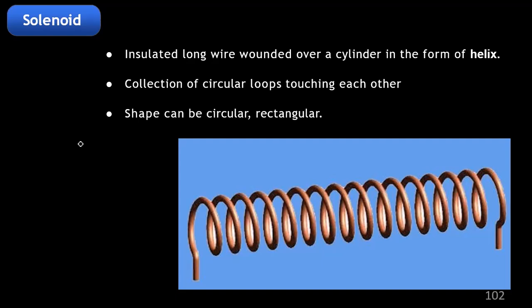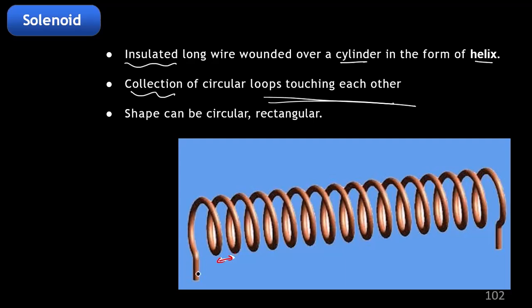First of all, I have to understand that this is an insulated long wire wound over a cylinder in the form of a helix, a collection of circular loops touching each other. So there is a bare minimum gap. I am saying that the gap between these two wires is very, very small. That means all the wires are touching.